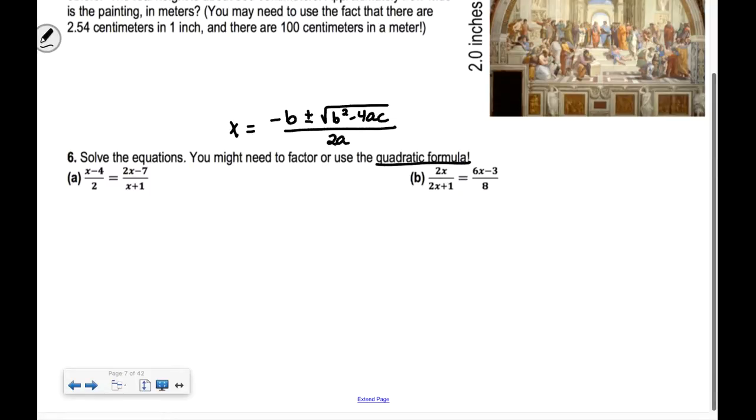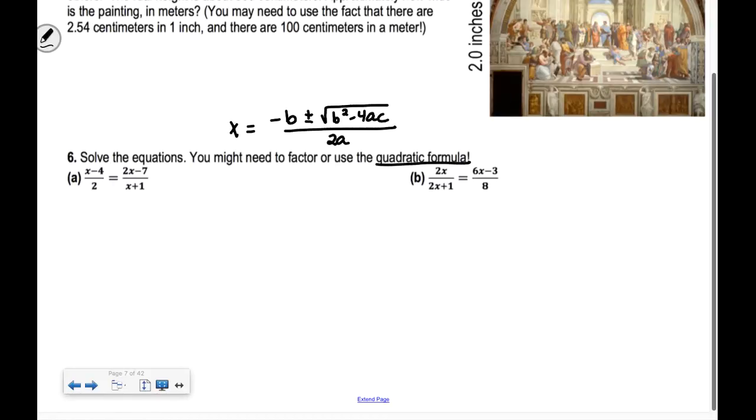Did you guys get it right? A lot of people forget the 4ac, they'll write 4ab or something. Or the negative out front. Okay, so that's our quadratic formula, so we gotta know that.